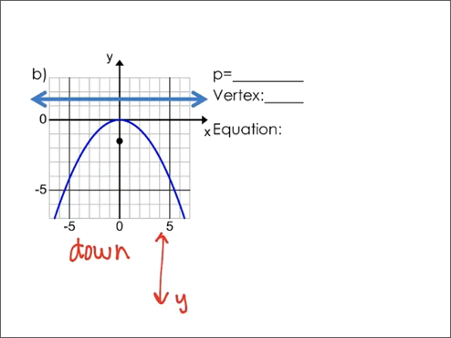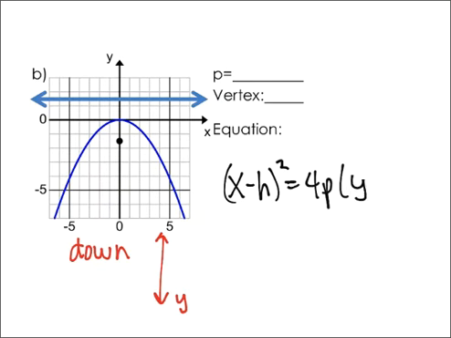So this is going to be the equation that has y that is not squared, which means that x is going to be the one squared. So (x minus h) squared is equal to 4p(y minus k). So that's our formula that we're going to use.